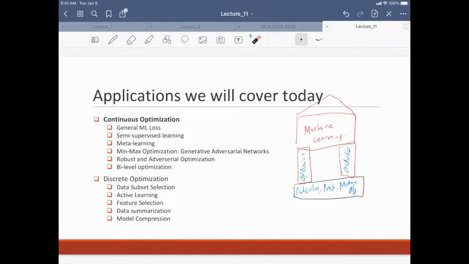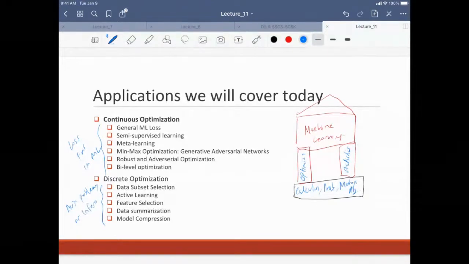And discrete optimization typically comes up in auxiliary problems. So here a lot of this is loss functions in ML, and a lot of this over here is auxiliary problems or inference problems. And I'll talk about what I mean over here. So a lot of the continuous optimization happens in learning. So this is the learning step, and discrete optimization typically happens in the inference step.